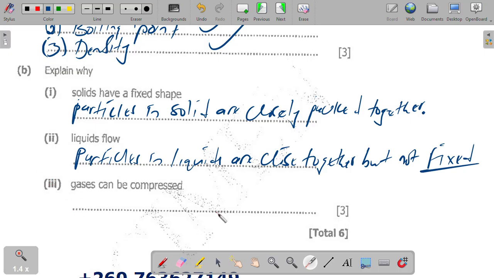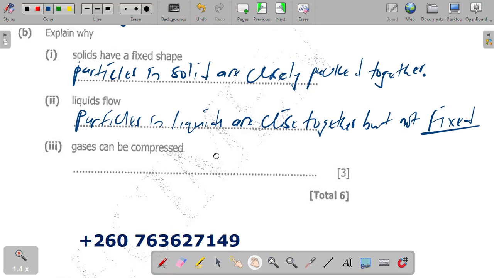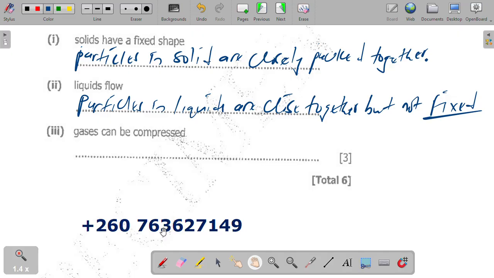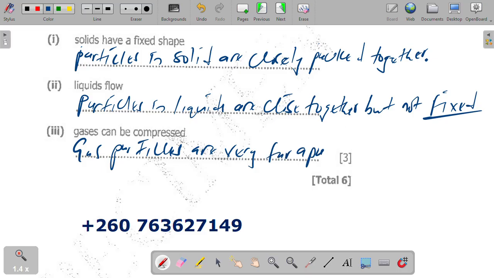Right. Number 3, gases can be compressed. Explain why gases can be compressed. Why can gases be compressed? Explain why. Okay, so in gases, or rather gas particles, are very far apart, so they can be pushed close together.